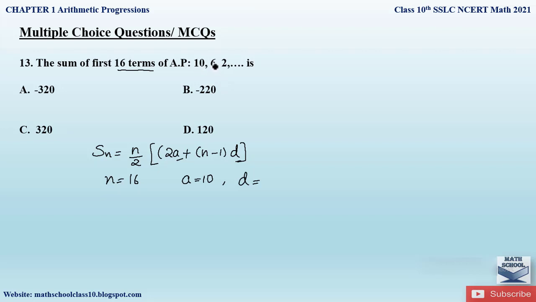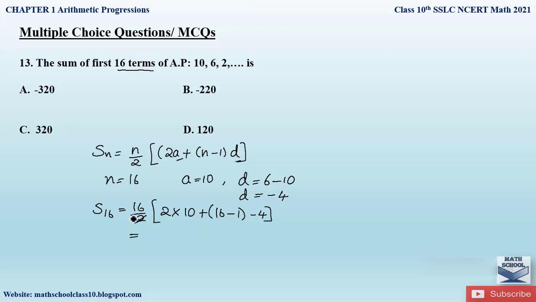So let us take the first two terms. So 6 minus 10 will be equal to minus 4, because 10 is the greater number, we are taking the sign of number 10. So d is minus 4. So let us substitute in the formula. So Sn is equal to 16 by 2 into a is 10 plus n is 16 minus 1 into d is minus 4.